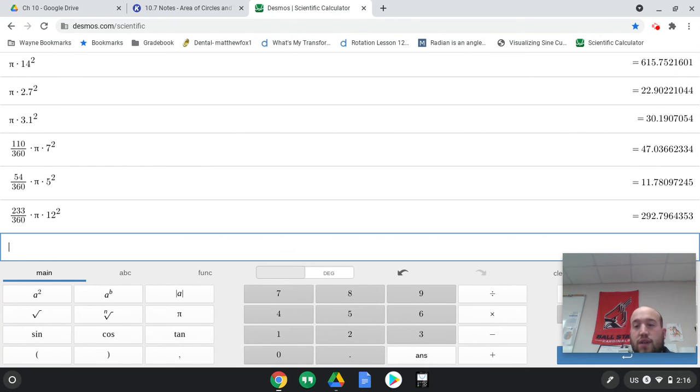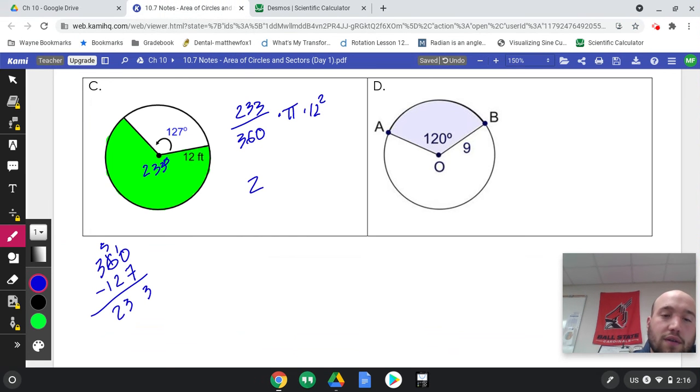All right, and we get 292.796, so we'll round up, which will cause that 9 to go up. So 292.80. And that's going to be feet squared.